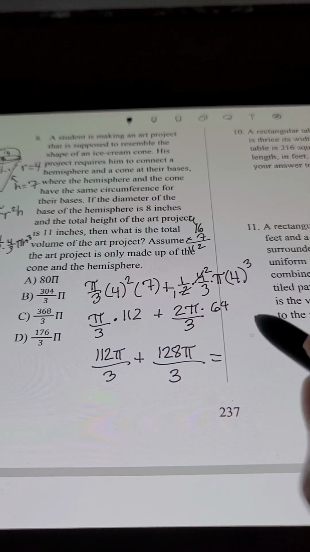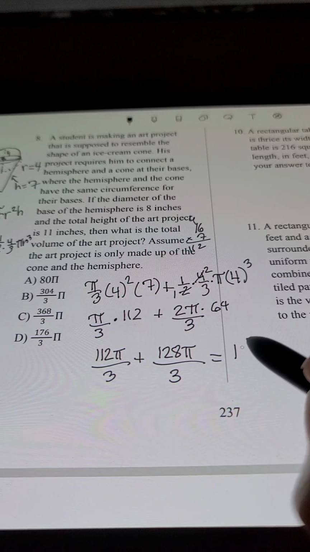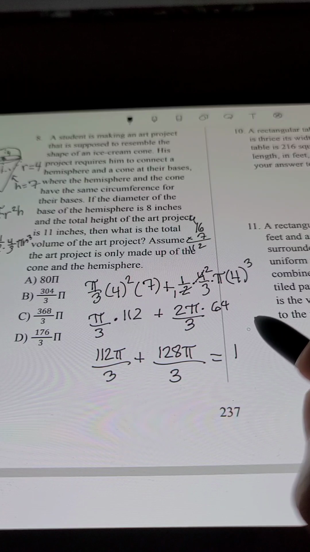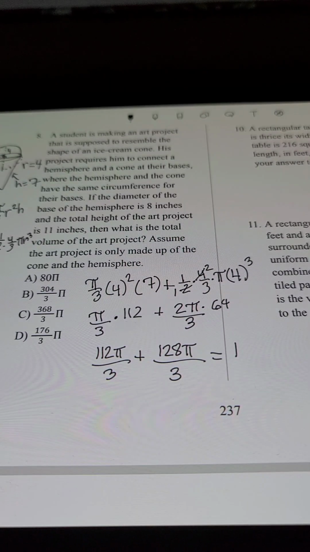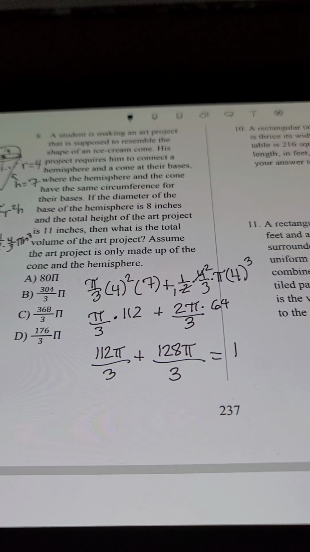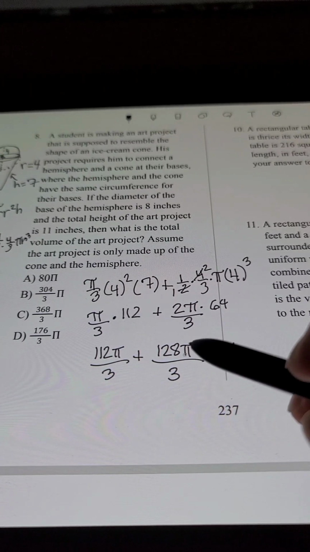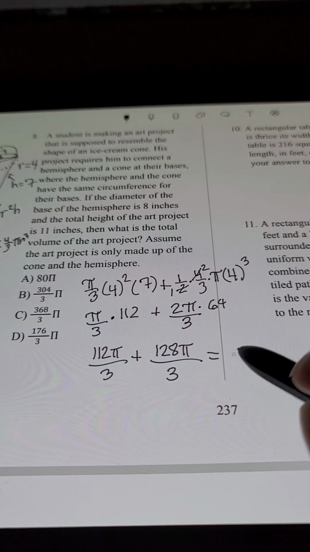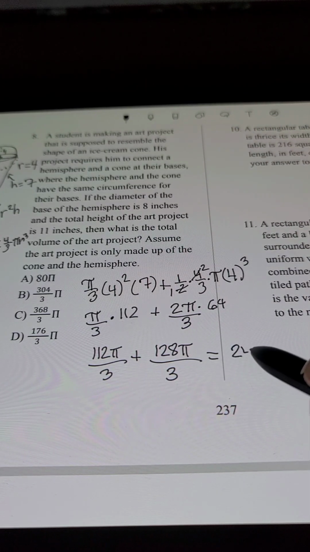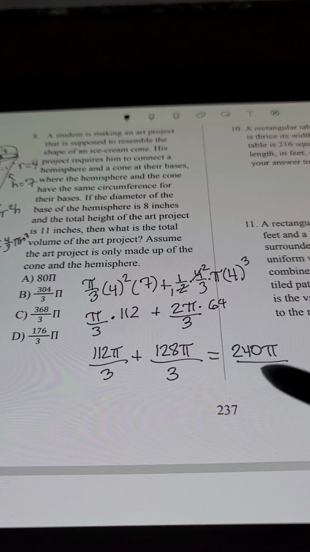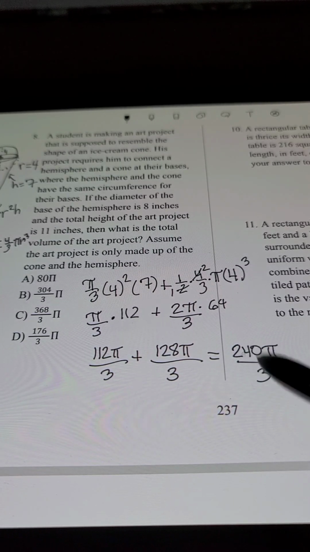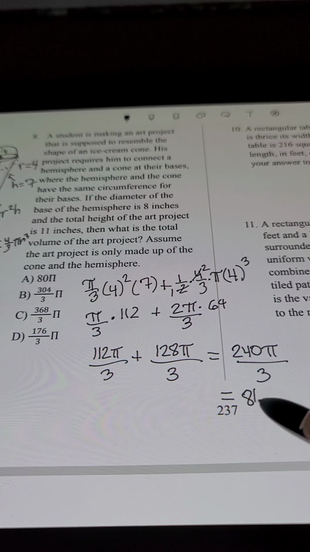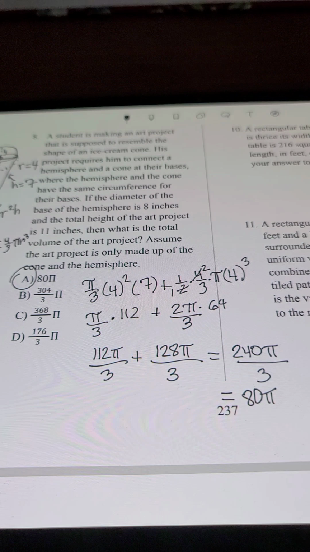So that's going to give me 100 and, or hold on. Did I do that wrong? What did I do? Oh wait, no I didn't. Because I can always simplify. Sorry, I had a moment. Okay, so now I'm going to add all these up. So 112 plus 128, that's going to be 240 pi over 3. So now 3 goes in evenly into 240 pi, so that would be 80 pi. So that would be my answer.